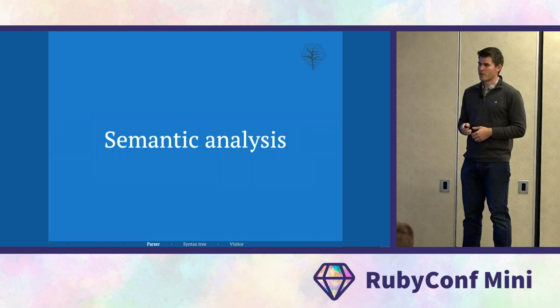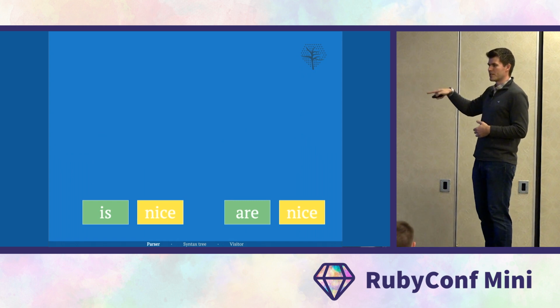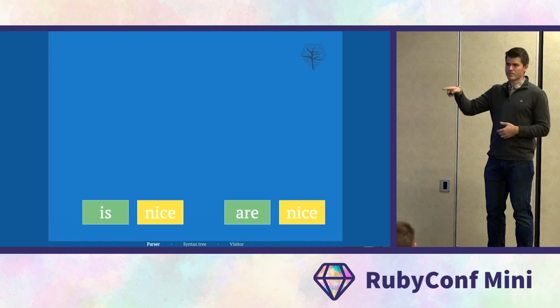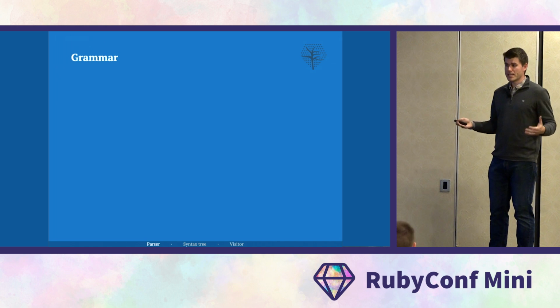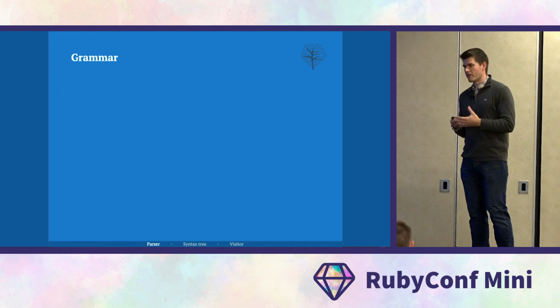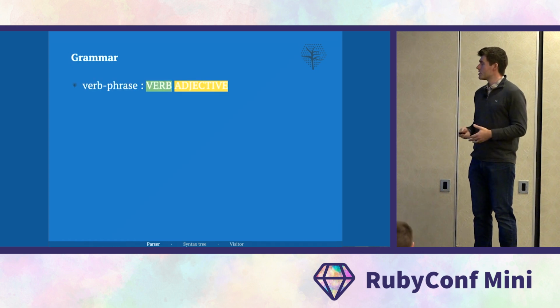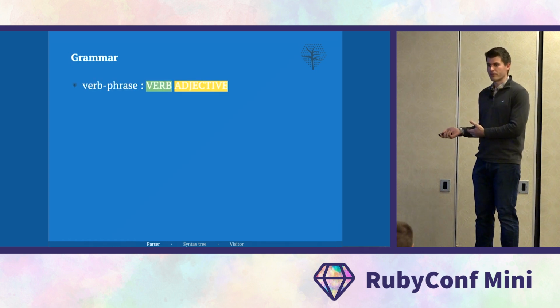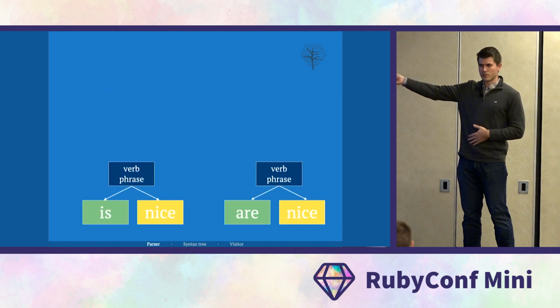Semantic analysis is the next part of this. We're going to take just these two segments of the sentence, and we're going to determine what they are. We're going to give a name to this concept. You see we have a verb to the left and an adjective to the right. We're going to define a grammar. This is the same idea as an English grammar, right? A grammar is the definition of how these words can fit together to form larger concepts. So we're going to call this a verb phrase. It takes a verb and an adjective. Okay, now we have a verb phrase. You might see these are two little tiny trees.